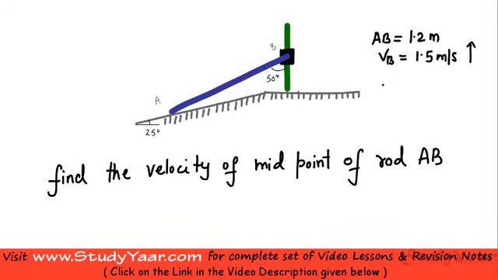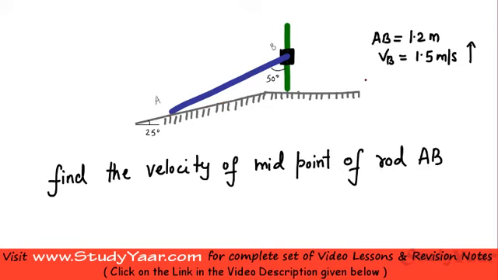Let's look at this question and apply the concepts that we have learned. Over here I have a collar which is connected to this rod AB. As this collar is moves up, your rod AB is undergoing a plane motion. If it goes over here, your rod would become like this. So your rod is undergoing a general plane motion.